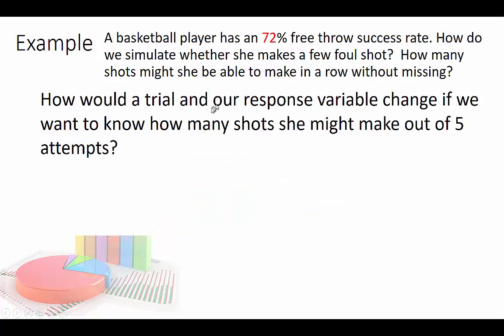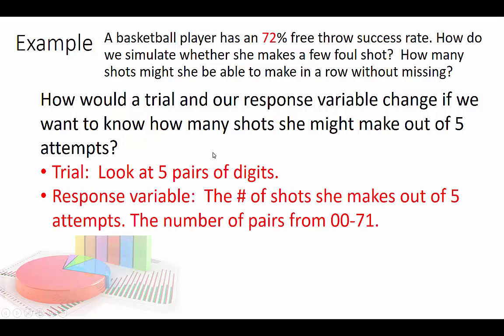So let's say she's got 72%. How many shots might she be able to make in a row without missing? How would the trial and our response variable change if we want to know how many shots she might make out of 5 attempts? So we're changing this top problem to shots out of 5. So the trial is now looking at just 5 pairs of digits. And the number of shots she makes out of 5 attempts is the response variable. And that's the number of pairs from 00 to 71. Remember, anything from 72 on higher is a miss.